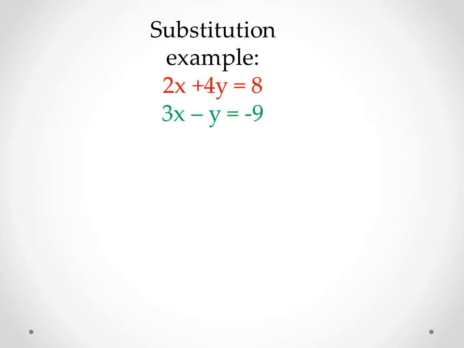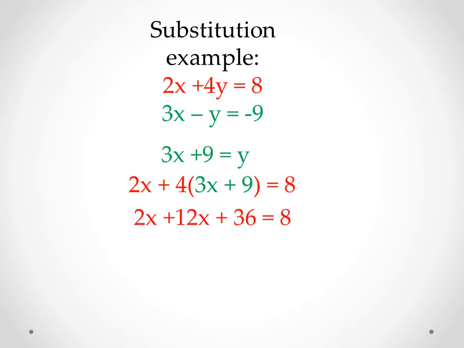Substitution example. Okay, take a look at it and decide yourself which way you're going to substitute. I'm saying 3x plus 9 is equal to y. Simply added a plus y to both sides and a plus 9 to both sides. Okay, stick in 3x plus 9 in place of y. Distribute the 4. End up with 12x plus 36. And combine the like terms now. We'll end up with 14x. Subtract 36 from both sides. 14x equals minus 28. After you do the division, x is equal to -2.